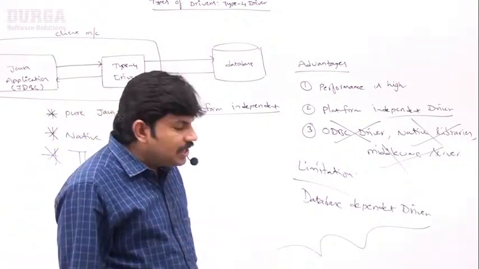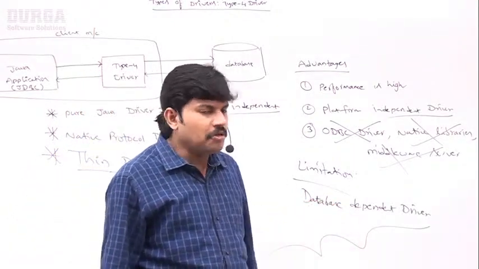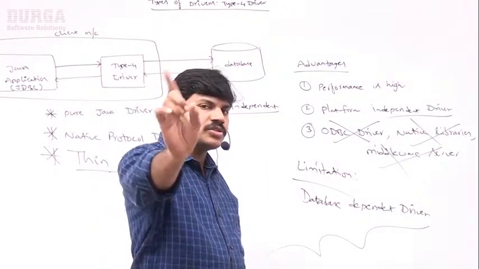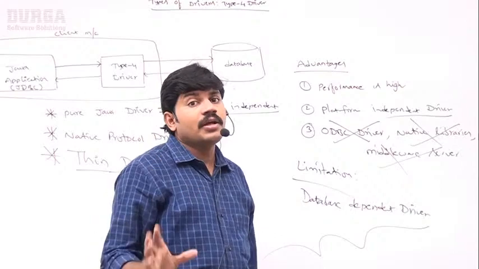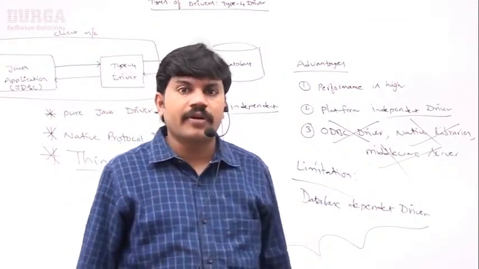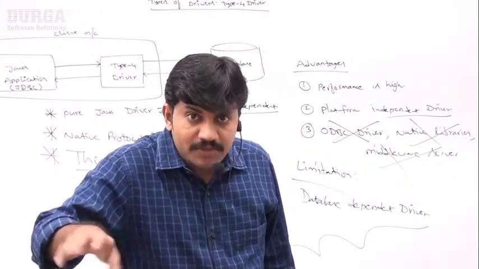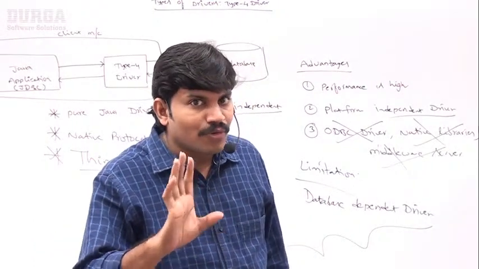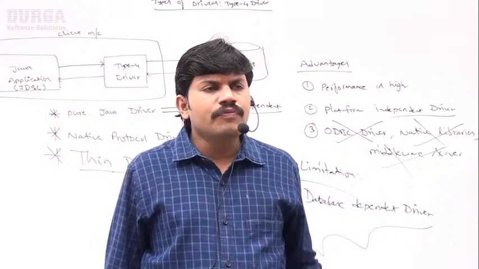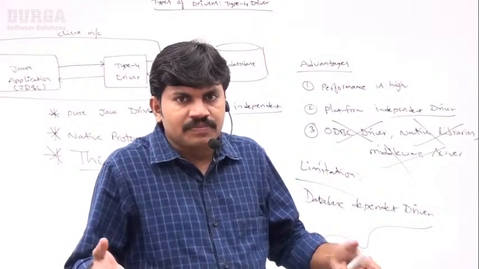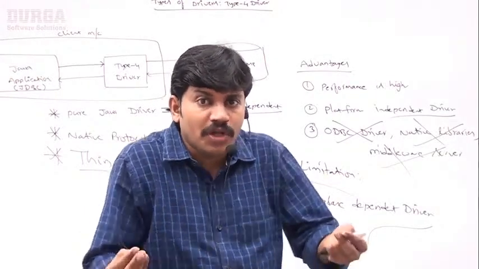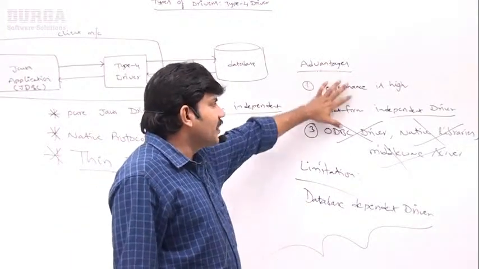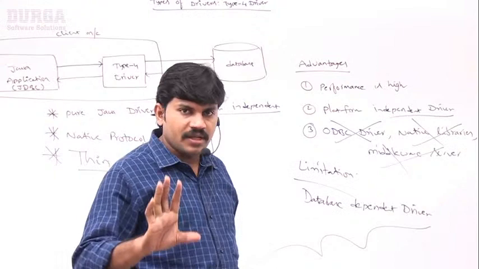Even though this limitation is there, no problem, N number of advantages are there. That's why the most commonly used driver in our applications is the type 4 driver only. In all our JDBC programs, most of the time I am going to use the type 4 driver only. Remember that. If you are going to use only one database in your project, then happily you can go for the type 4 driver because we will get so many advantages. Clear for all of you?